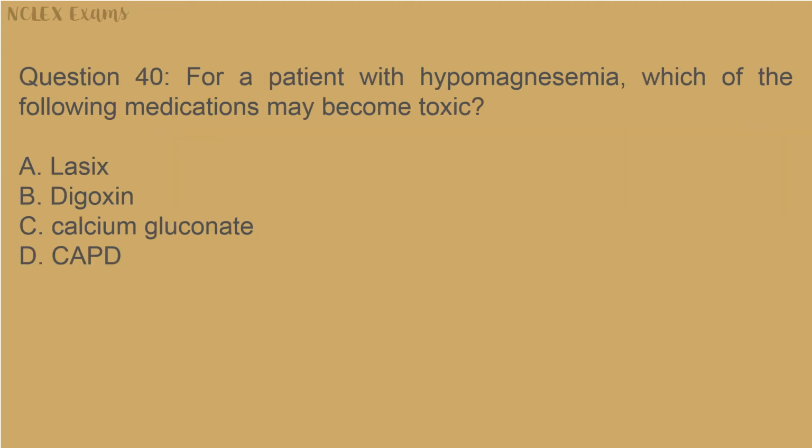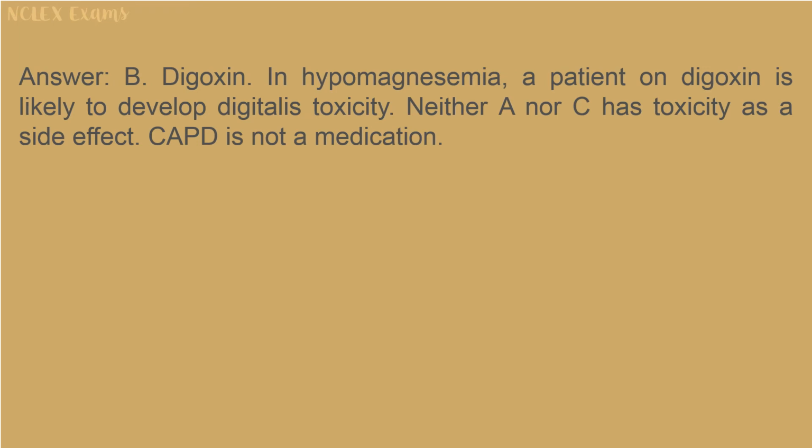Question 40. For a patient with hypomagnesemia, which of the following medications may become toxic? A. Lasix, B. Digoxin, C. Calcium gluconate, D. Cap. Answer: B. Digoxin. In hypomagnesemia, a patient on digoxin is likely to develop digitalis toxicity. Neither A nor C has toxicity as a side effect. Cap is not a medication.